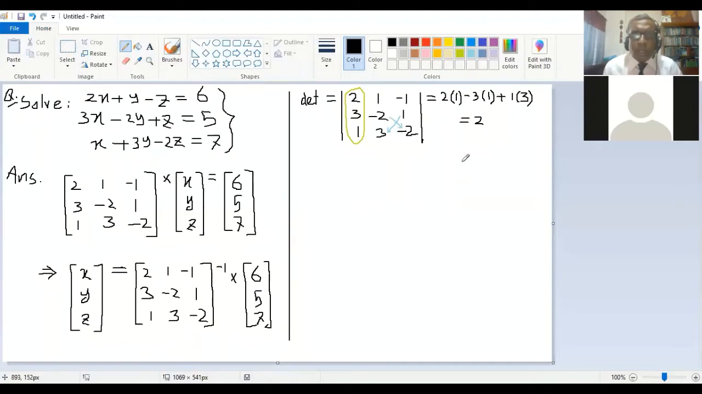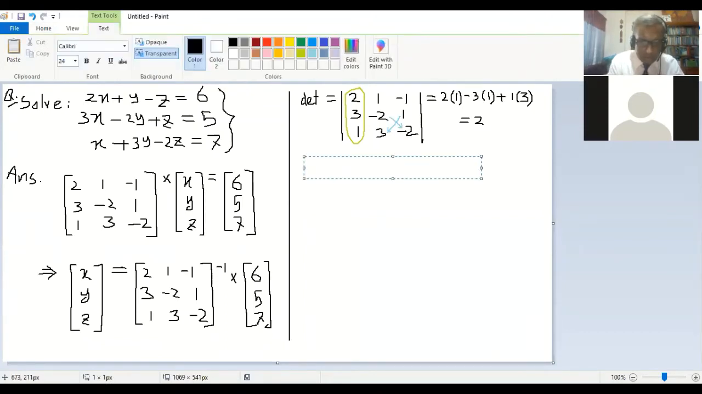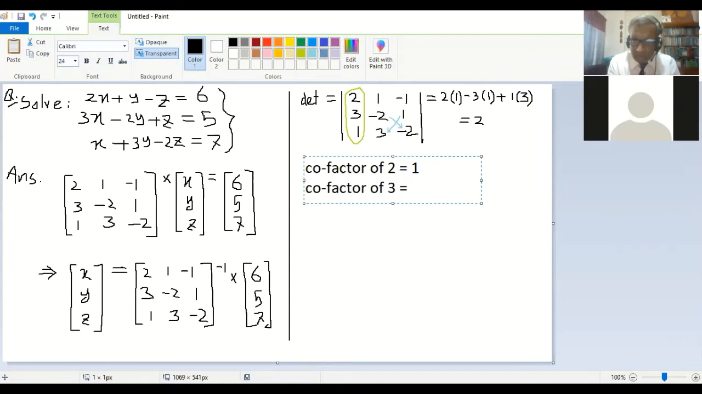So keep this value, and then you find the cofactor of everything. Cofactor of everything. Okay, all the numbers. So let me just write it down. Student: Sir, if we had not taken the first column but the first row, then the determinant 2 would not have come. Same answer will come every time. You take any row, any column, second row or third row, second column, third column, no matter. Final answer will be the same, 2. So cofactor of 2 is 1, and then cofactor of 3 is also 1.